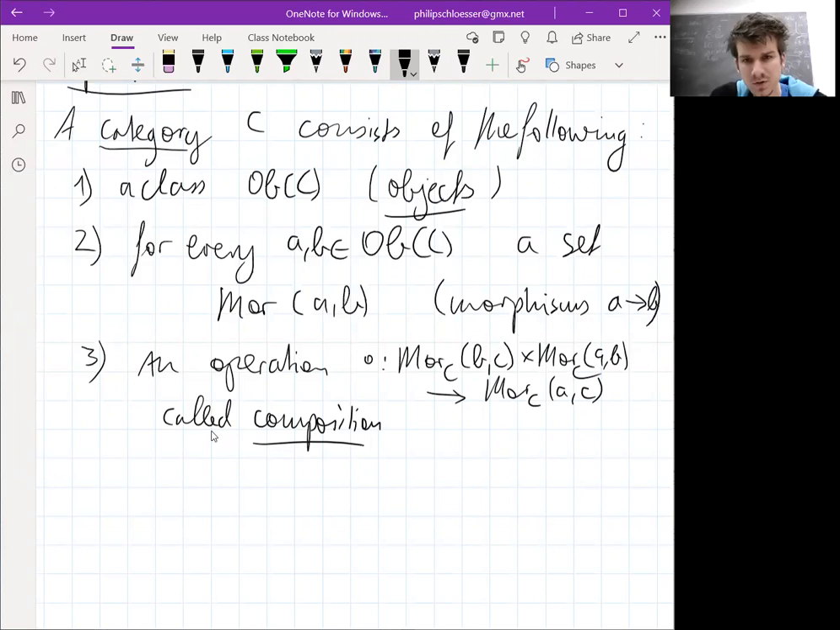Sorry, what is this subscript under the more? That's a C, right? Well, that's just a C, meaning we are working in the category C. Oh, okay, yes.